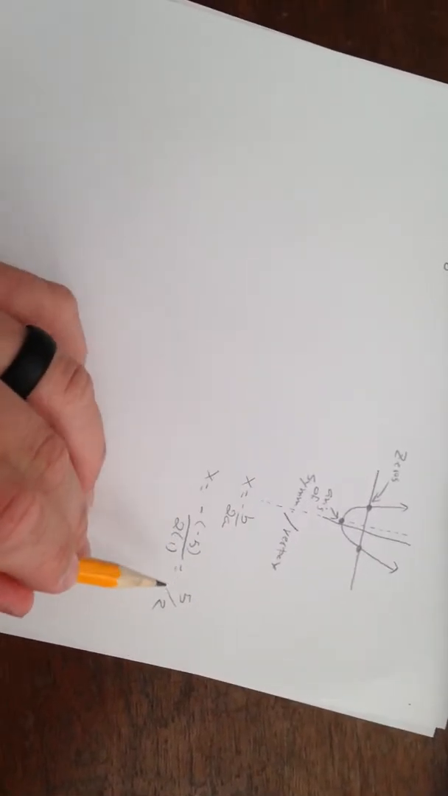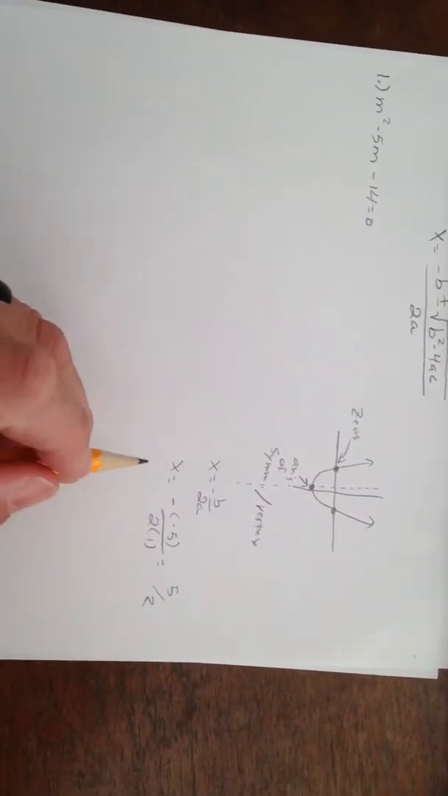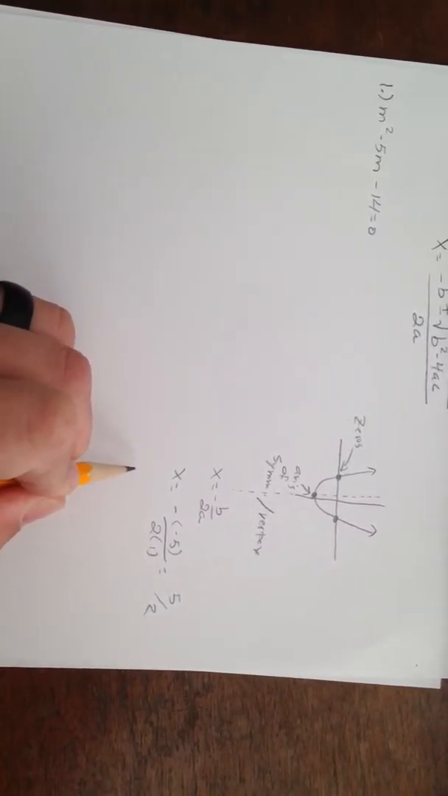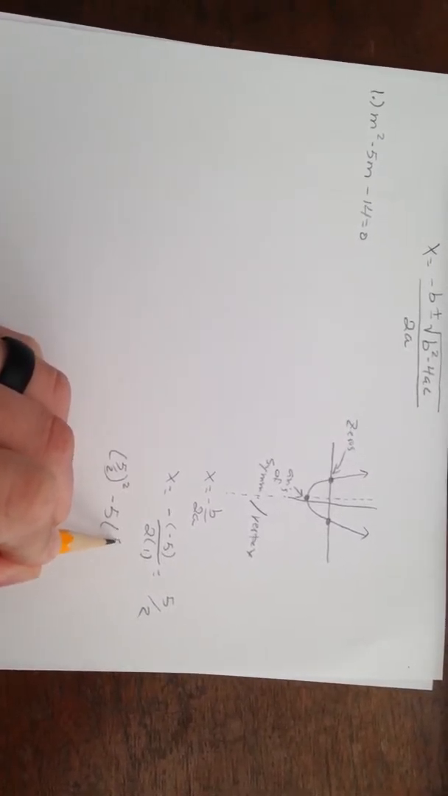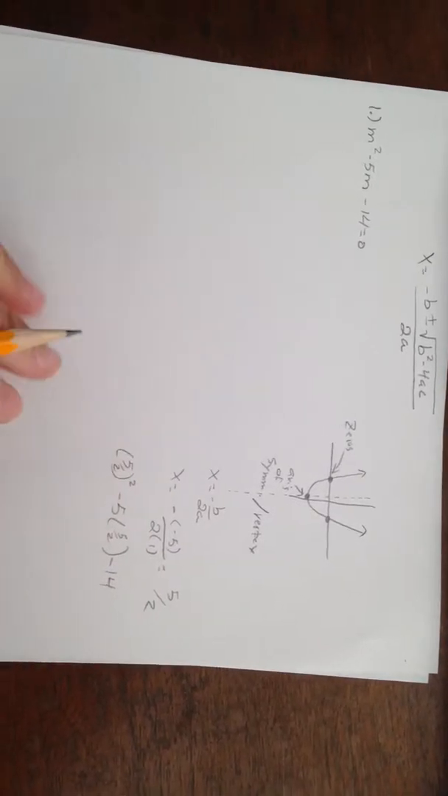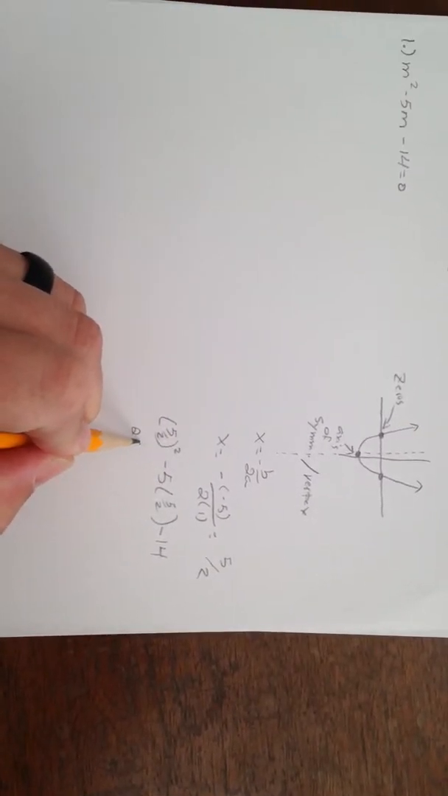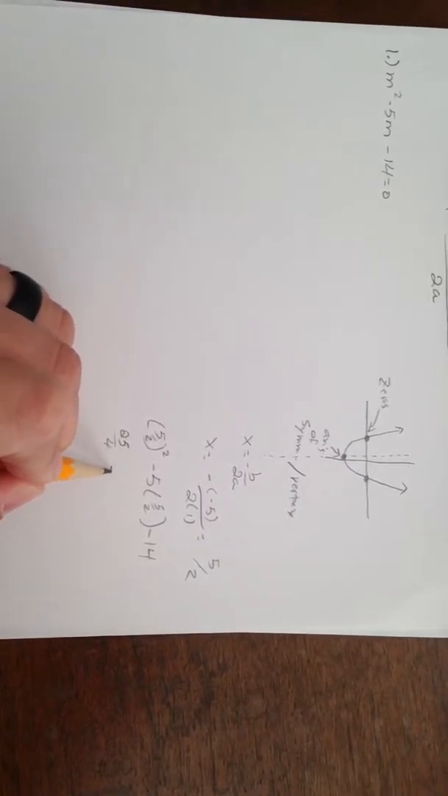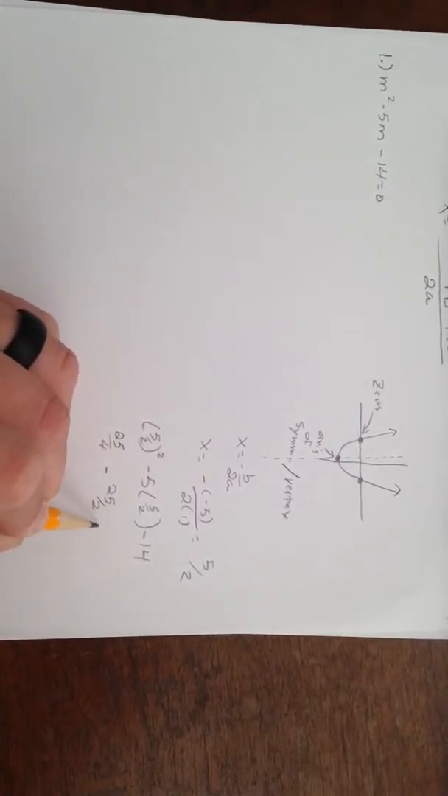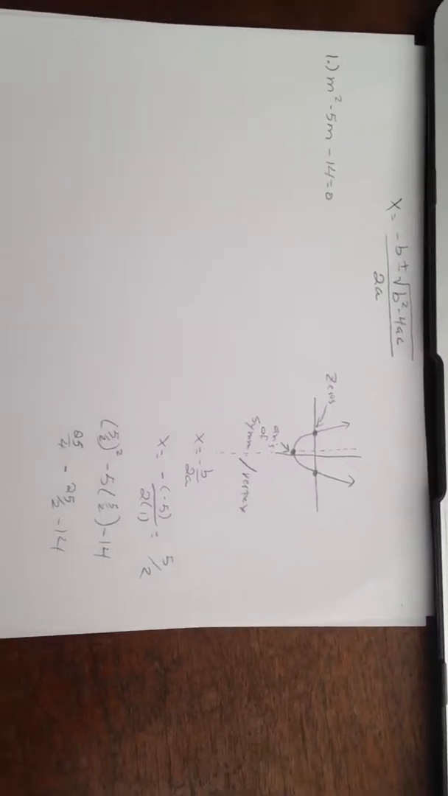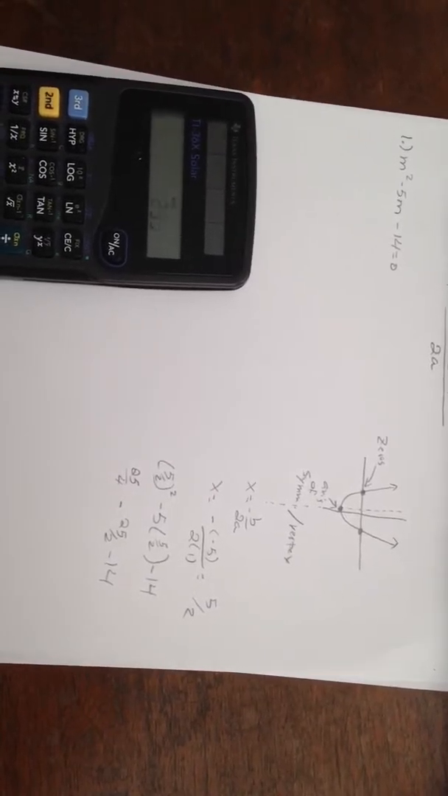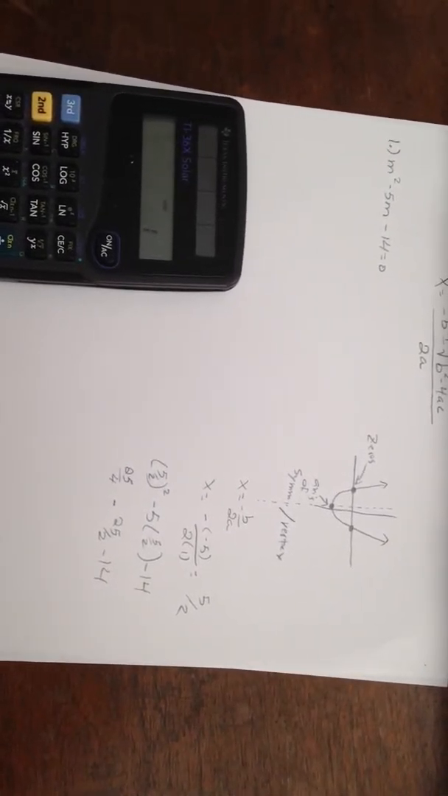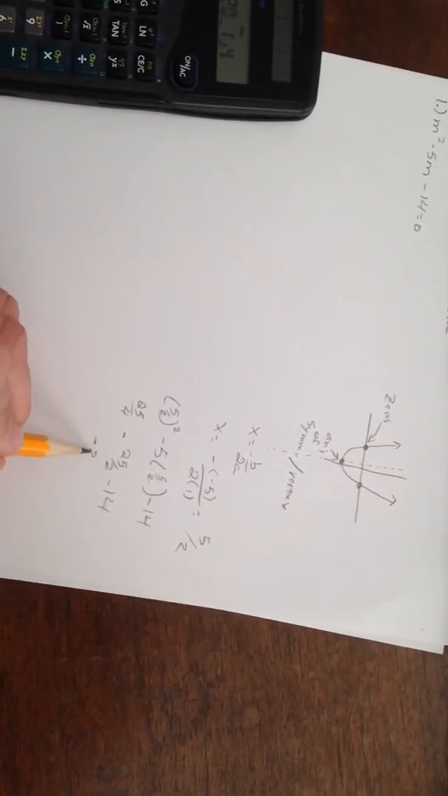So I can take that and I can plug it back in. I can find the y coordinate of the vertex. So I can say 5/2 squared minus 5 times 5/2. So that's going to be 25/4 minus 25/2 minus 14. So say 25/4 minus 25/2 minus 14. And that's -20 1/4. Okay.